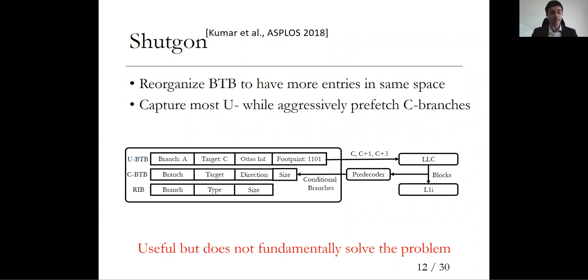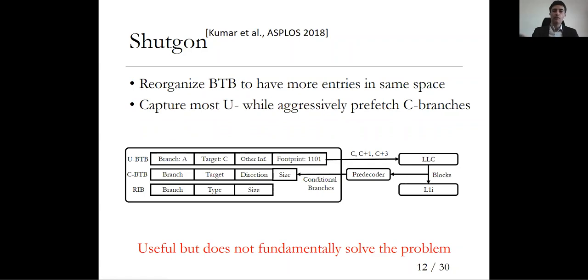So what they want to do is to make the BTB store more branches with the same storage. How do they do that? They divide the BTB into three parts: UBTB, CBTB, and RIP. UBTB stores unconditional branches. CBTB stores conditional branches, and RIP is for return instructions. Essentially, in Shotgun, most of the storage of the BTB is dedicated to UBTB. The size of CBTB is very small.